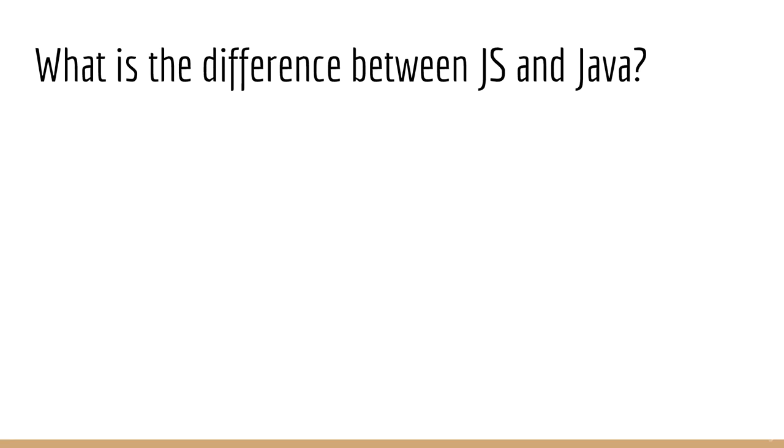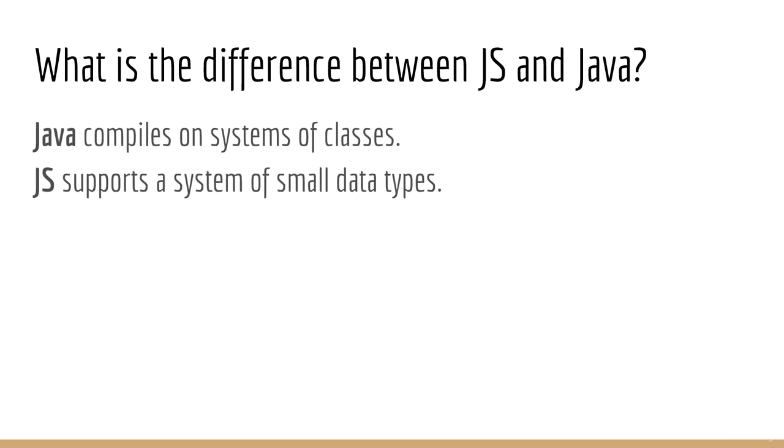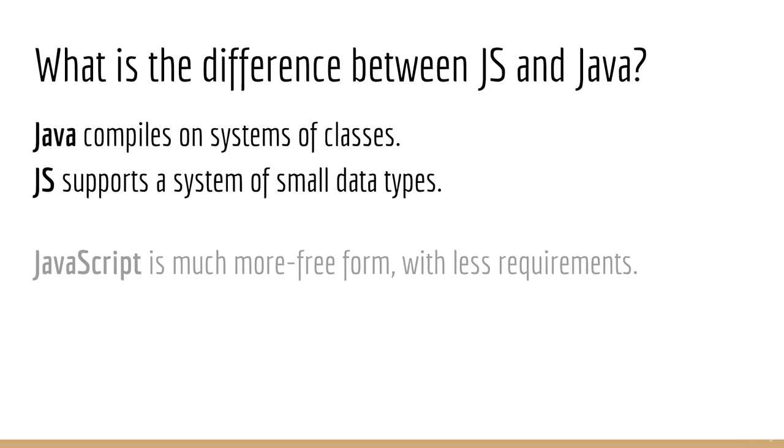Now, let's clear up a very common question. What is the difference between JavaScript and Java? Well, for one, they're two completely different languages. Now, we can get down to the nitty-gritty and unpack the computer science differences. For example, Java compiles on a system of classes, while JavaScript supports a system based on small data types representing numerics, strings, and true and false values. But the main point is that JavaScript is a much more free-form language when compared to Java.